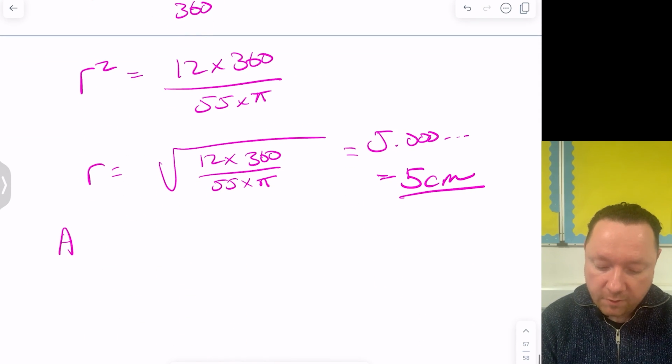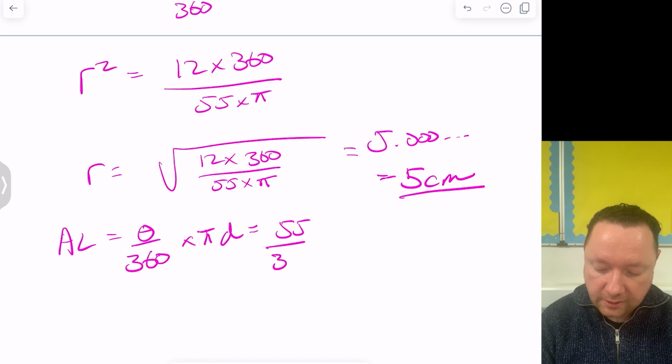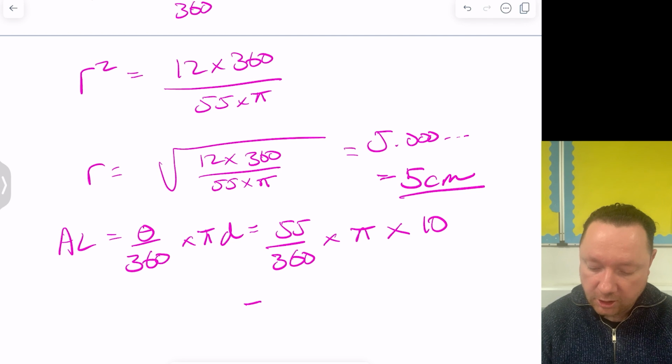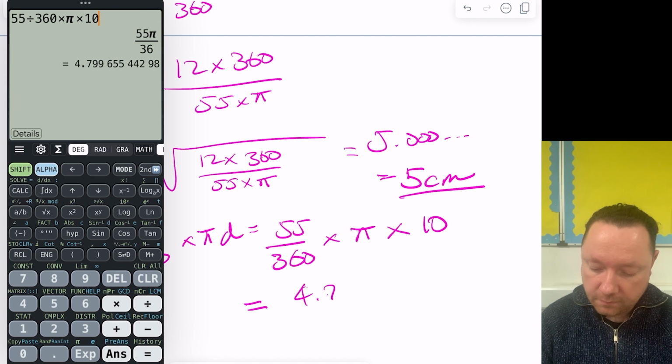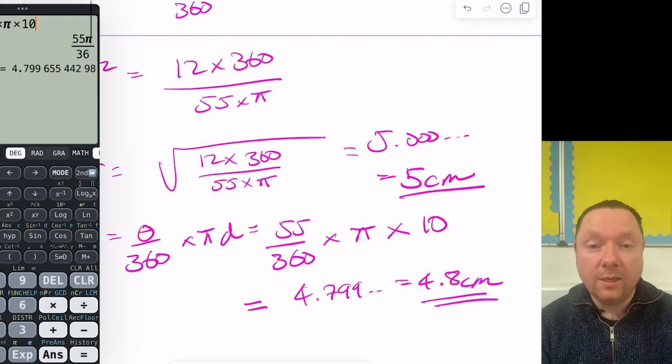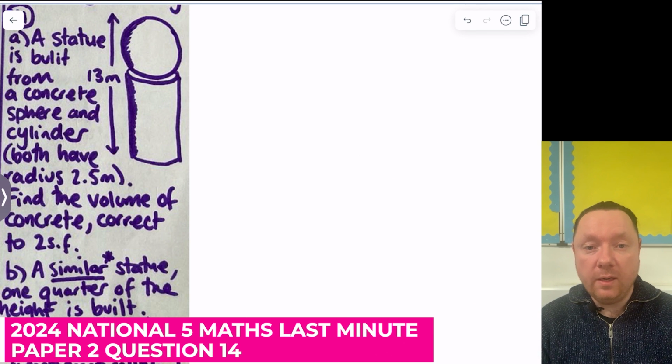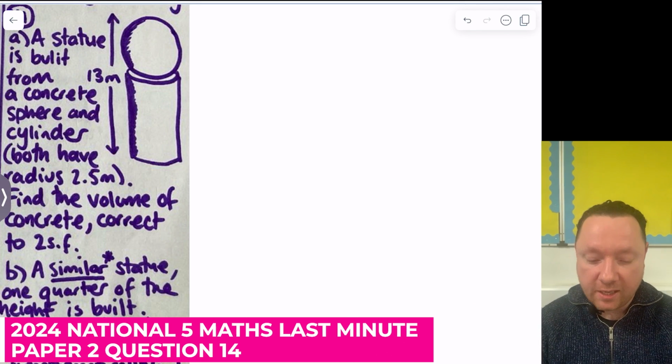So arc length, remember, is angle over 360 times pi d. So that was 55 over 360 times pi times 2 5s is 10. And we can just do that in a calculator. 55 divided by 360 times pi times 10 is 4.799, or about 4.8 centimetres. And we're done there. Basically, that's the end of our Maths 2024 last minute exam paper for calculator.